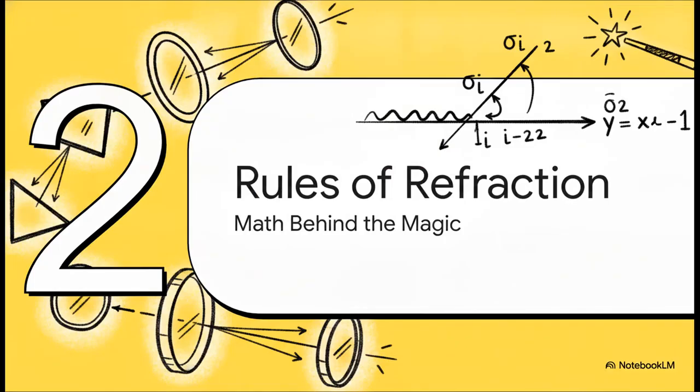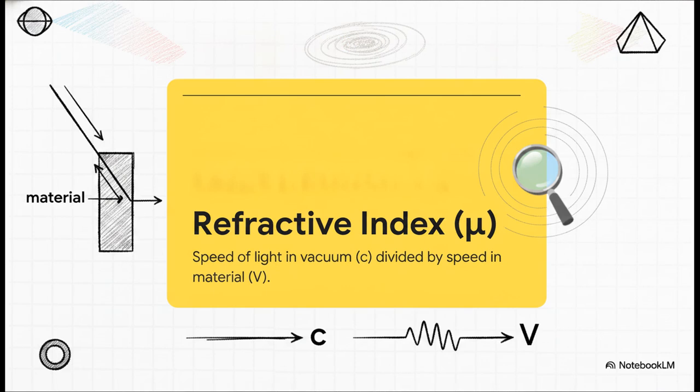Okay, moving on to section 2, rules of refraction. Let's look at the actual math behind this magic. To really understand this, we use a beautifully simple formula for something called the refractive index, which is represented by the Greek letter mu. The formula is simply mu equals c divided by v. But what does that actually mean? Well, it's just the speed of light in a vacuum, which is a constant, c, divided by the speed of light in whatever specific material you're looking at, which is v. Think of this index as a measurement of exactly how much a specific material slows light down.